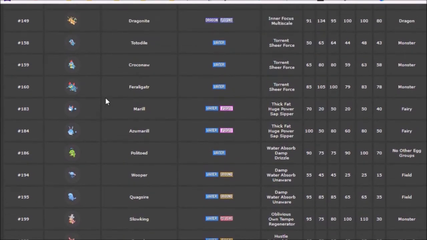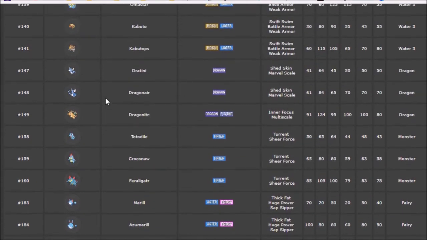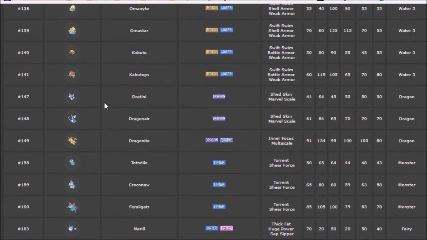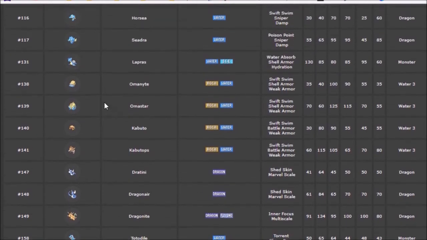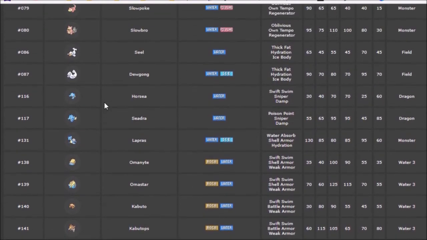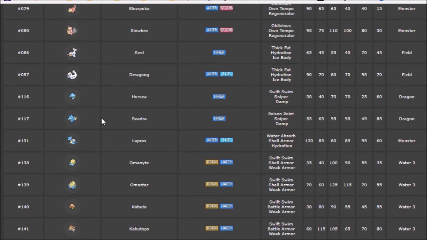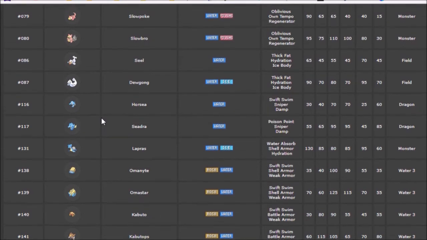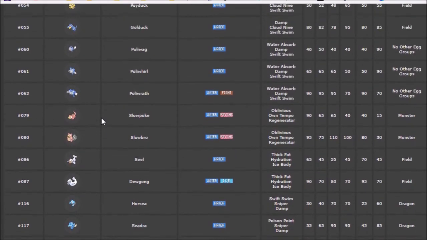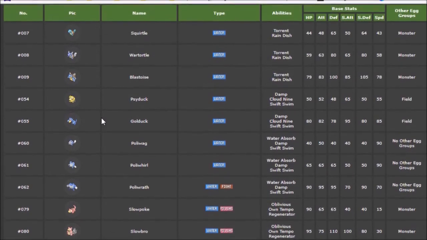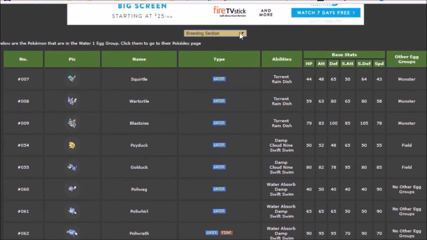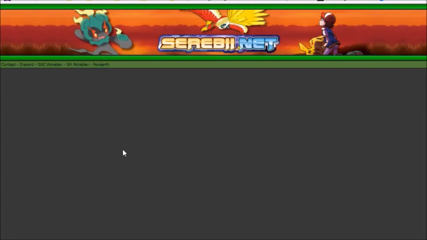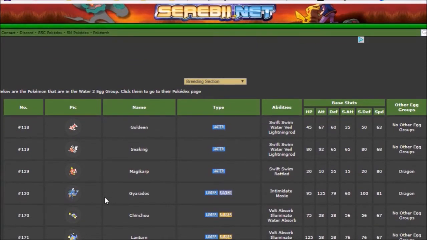The Water 1 Pokemon are the most likely to be able to swim, but also not be limited to water, because they're not fish or aquatic. Sure, most of these can be found in water, but they can also be found on land. Although some of them almost never leave the water, but most of them do. If we continue on to Water 2, this is the aquatic group.